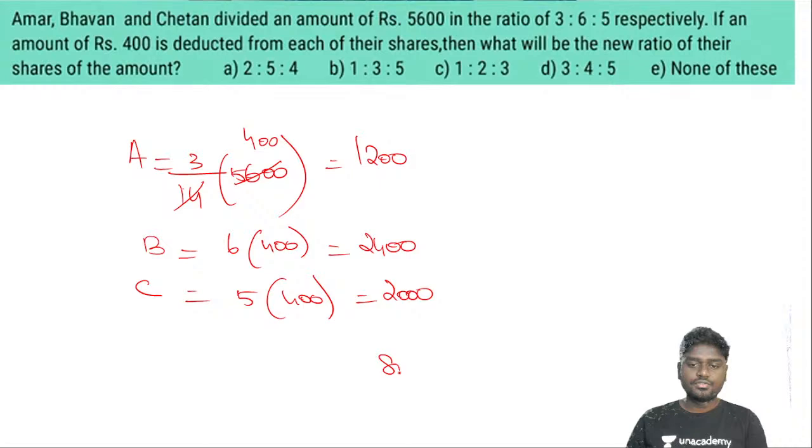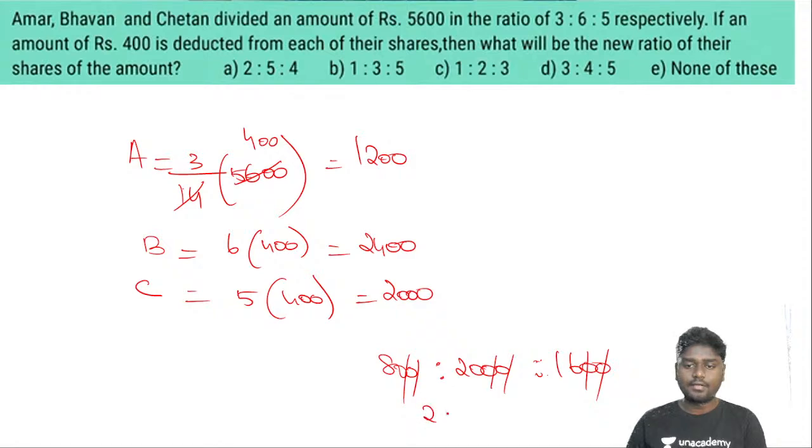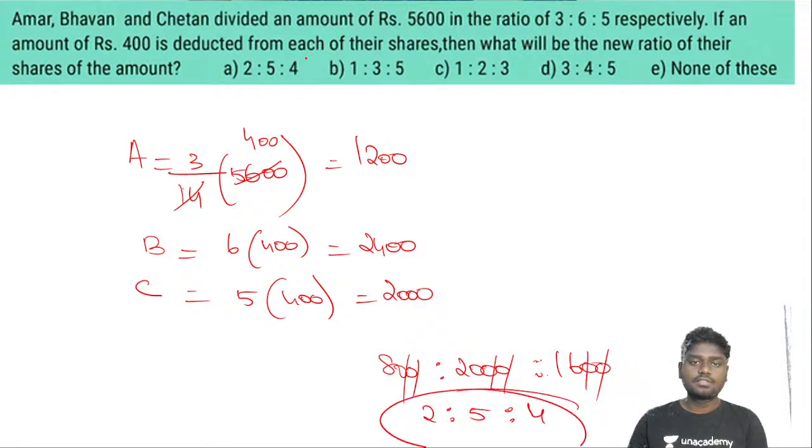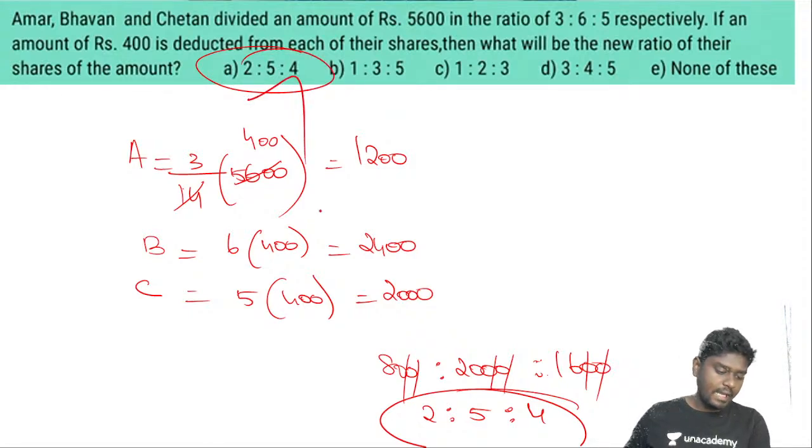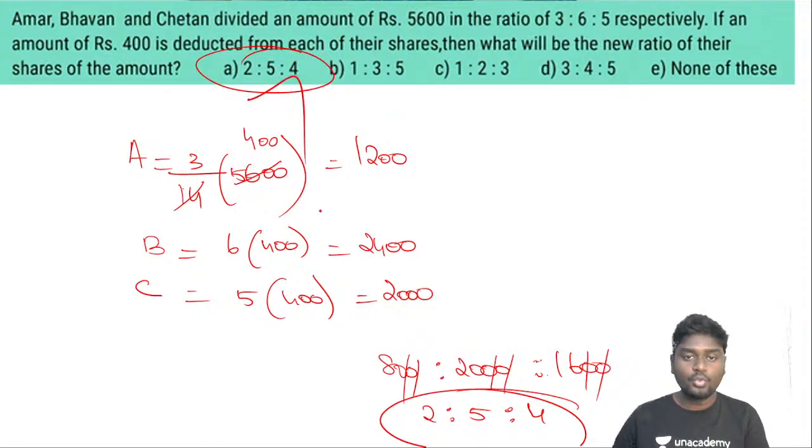If you deduct, you get 800 is to 2,000 is to 1,600. The zeros go out, and you get 2:5:4. So the answer is ultimately option A. Option A, 2:5:4 is exactly the right answer.